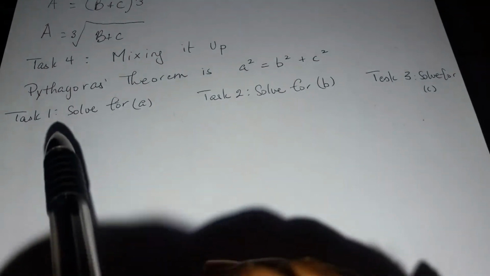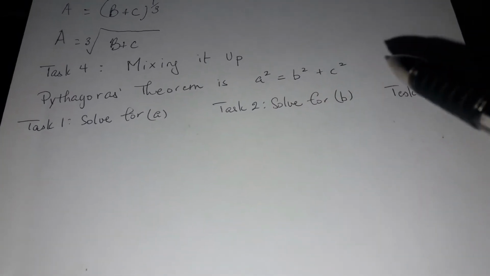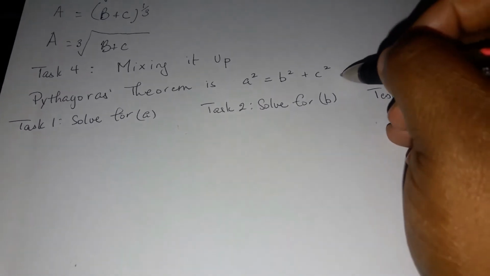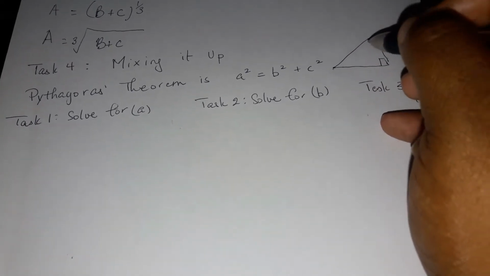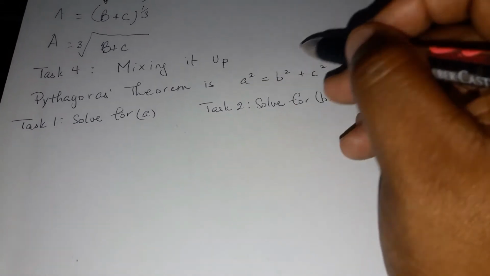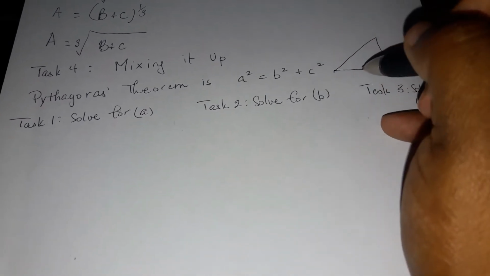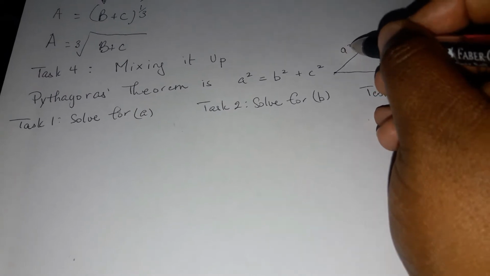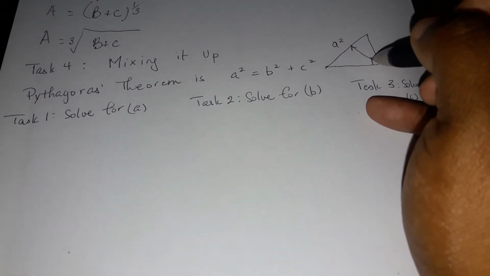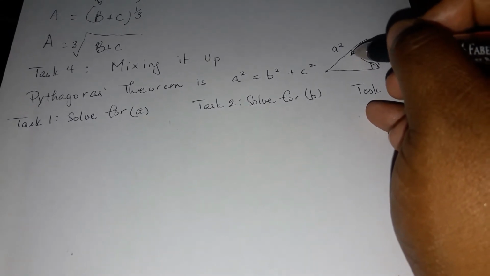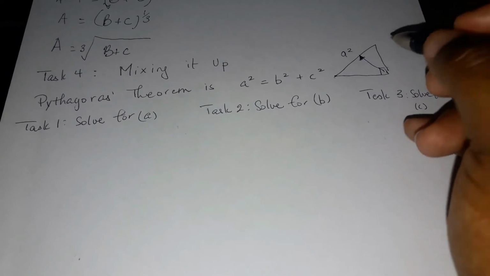Felt like it. So Pythagoras' theorem uses a squared equals b squared plus c squared. And you use this for right angle triangles. And you already know that a squared represents the hypotenuse. B and c represent the 2 legs. So a squared is the hypotenuse, which is opposite the 90-degree angle, and it's the longest side.